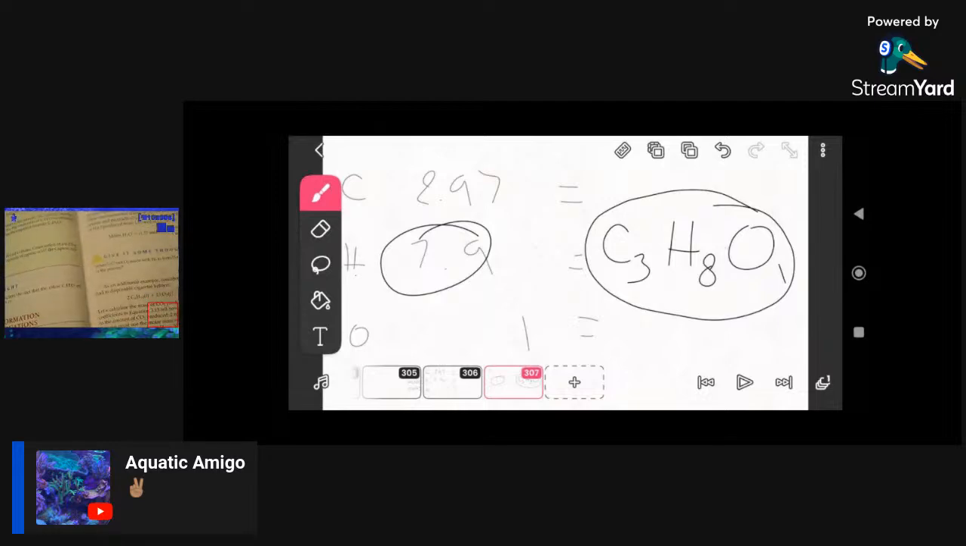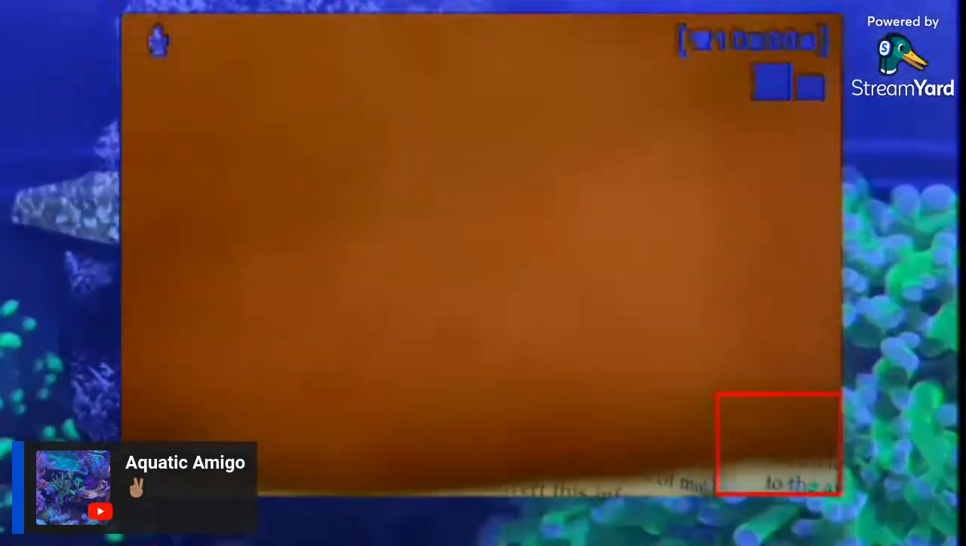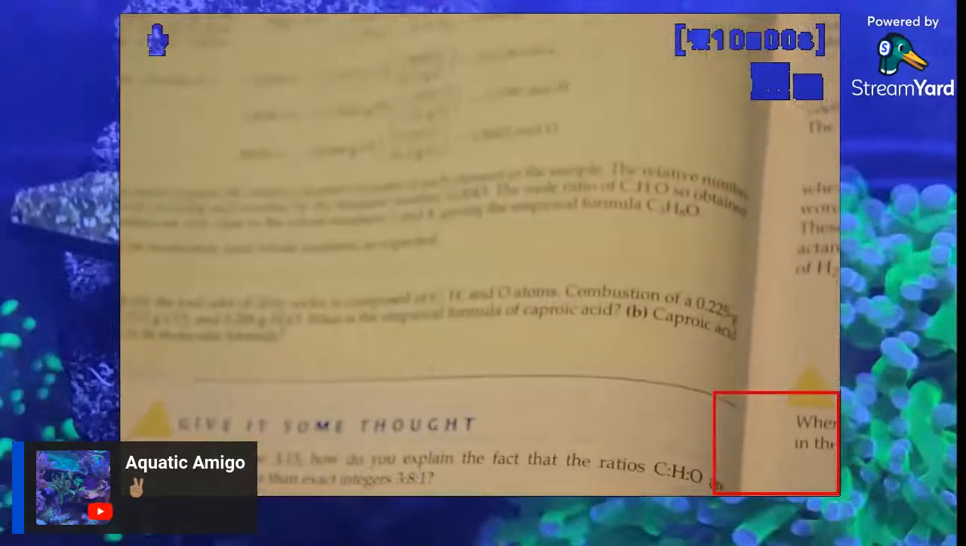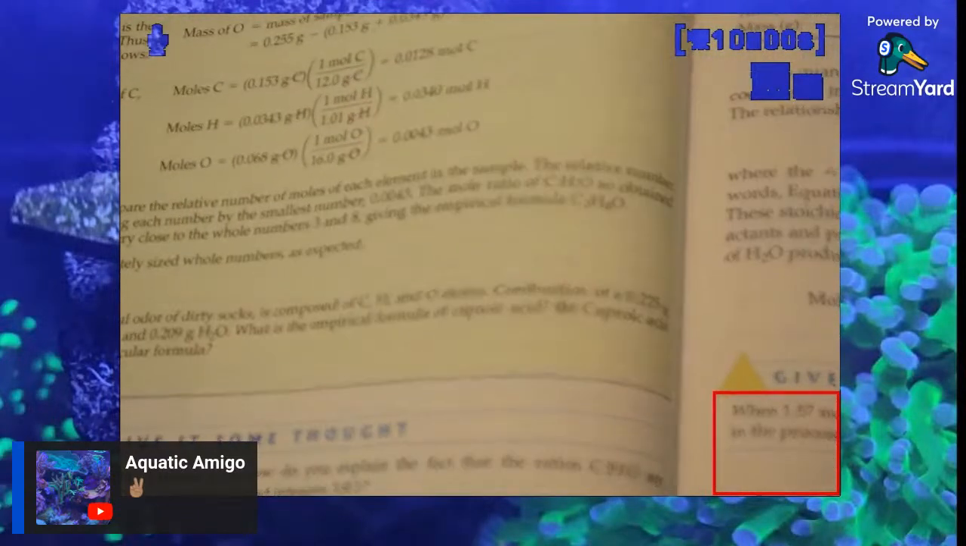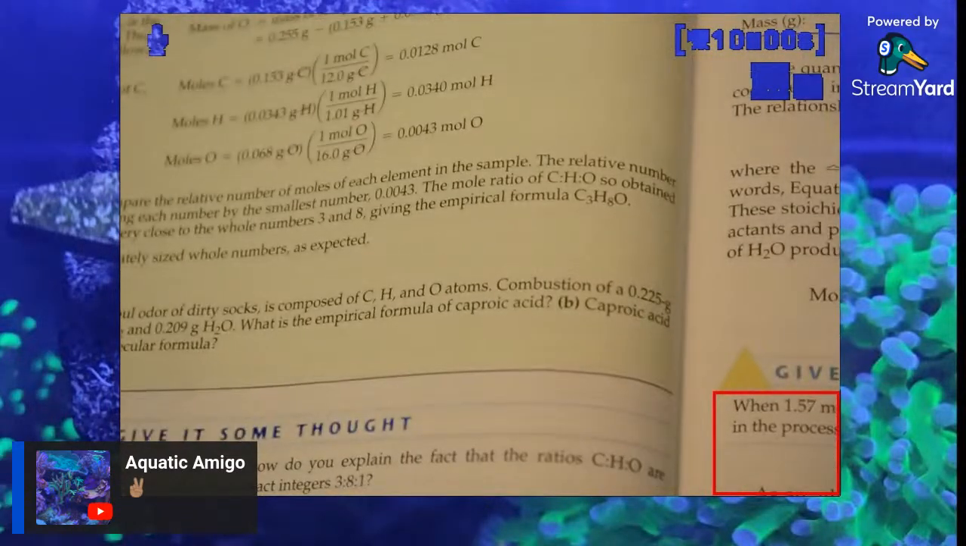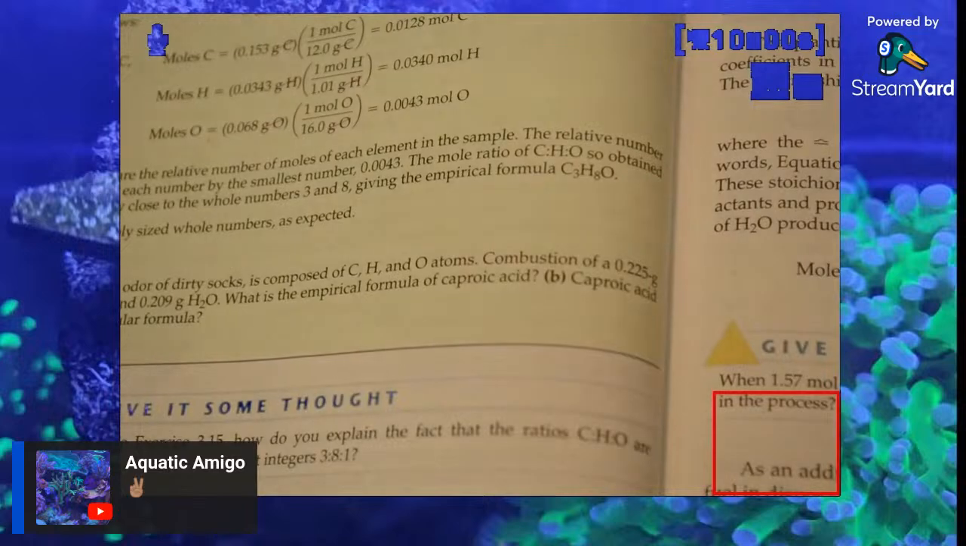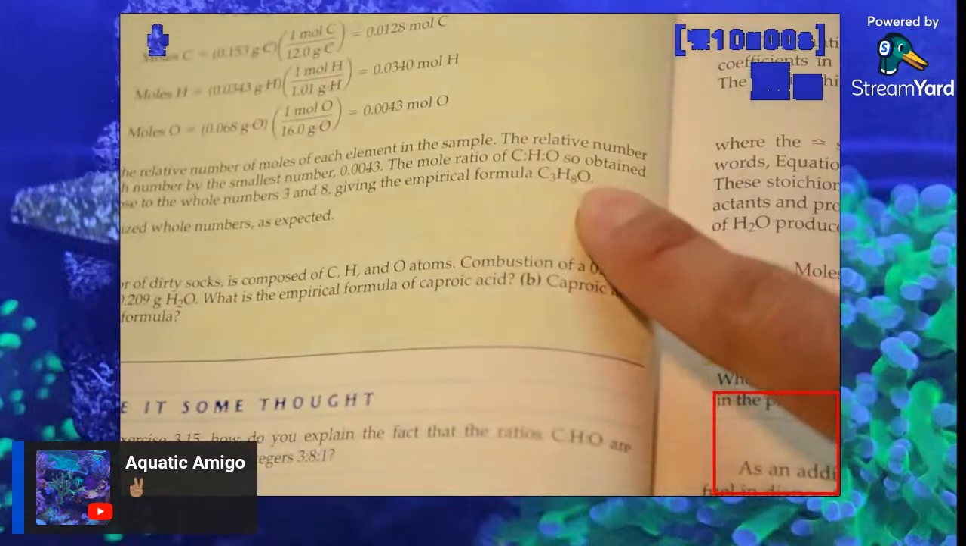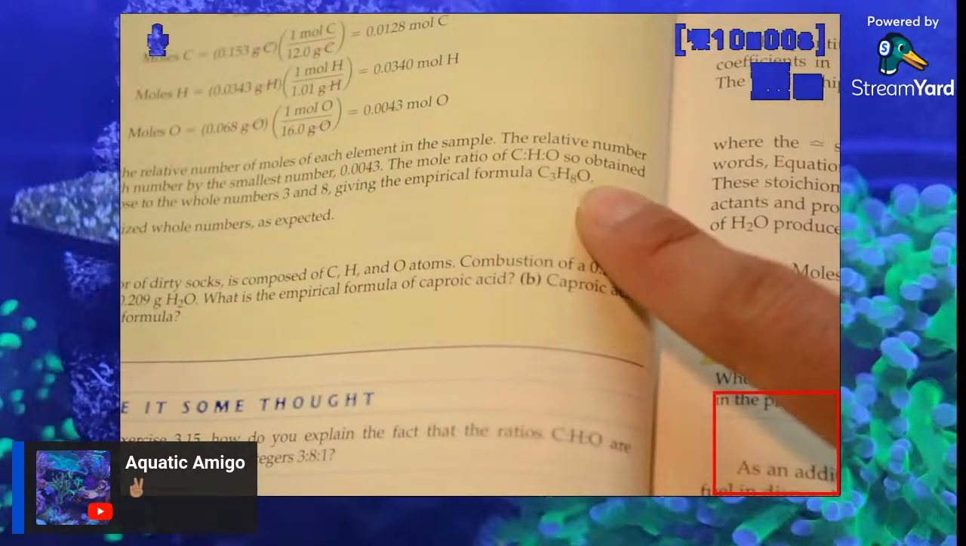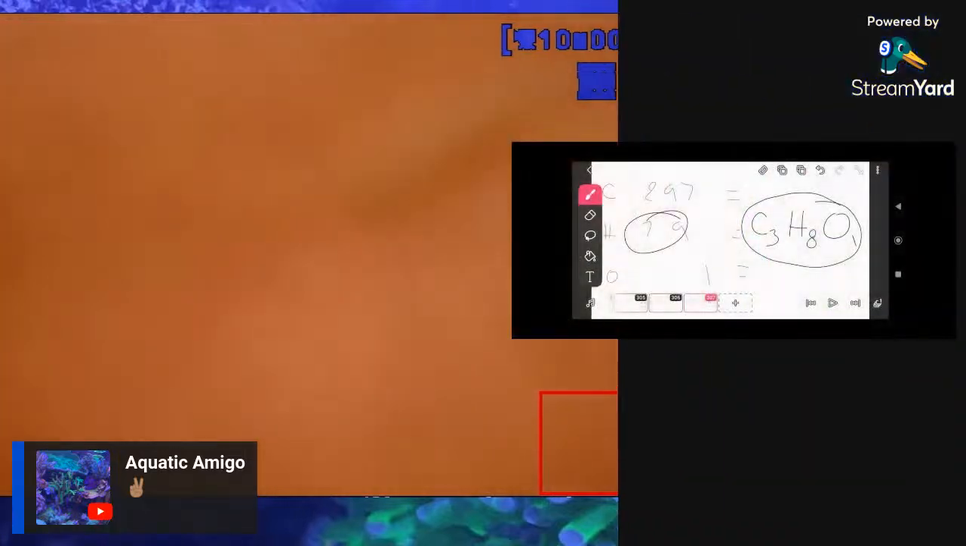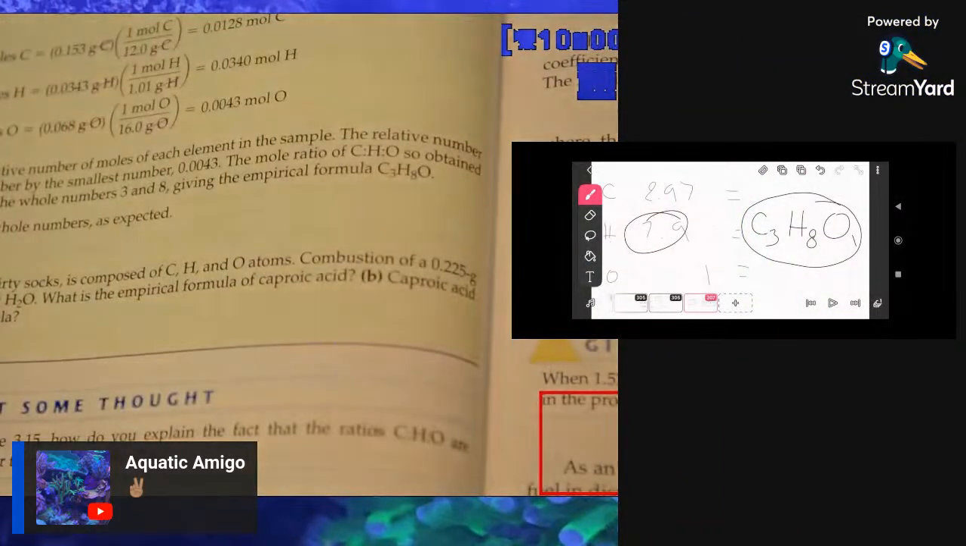Okay, yeah, it's right there. Hold on. Bam. All right, so there you go. I'm looking at the answer right there. And there's our answer, C3H8O. See that? That's the final answer, the same thing we got. Bam. All right, so that's the same thing we got.